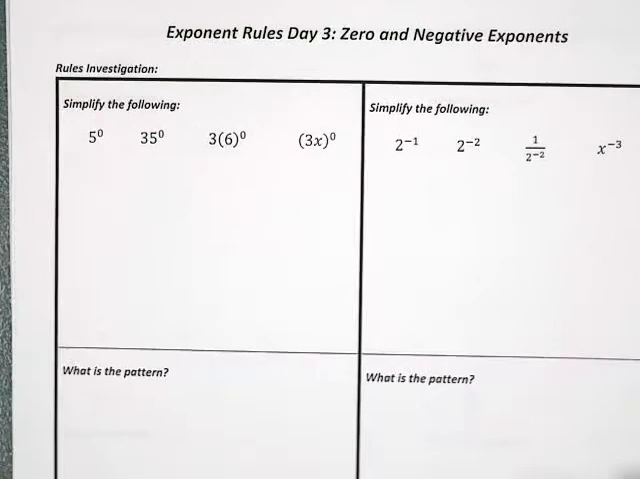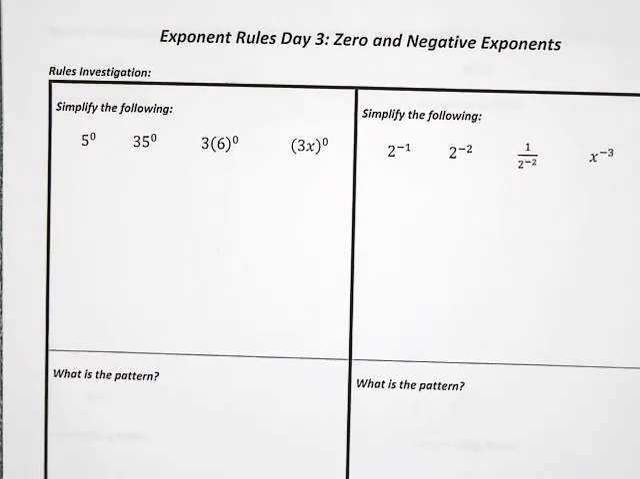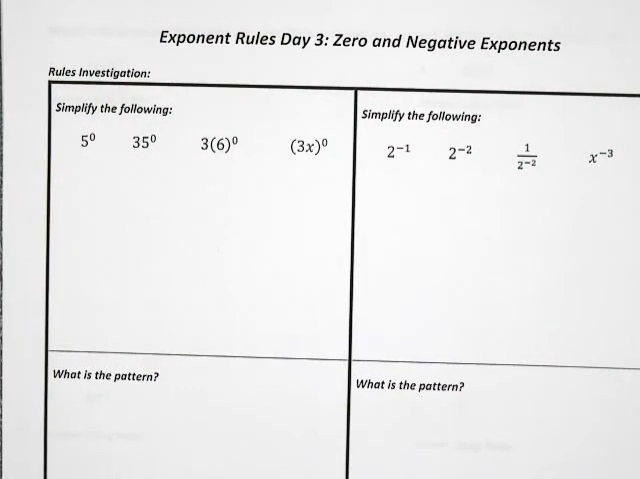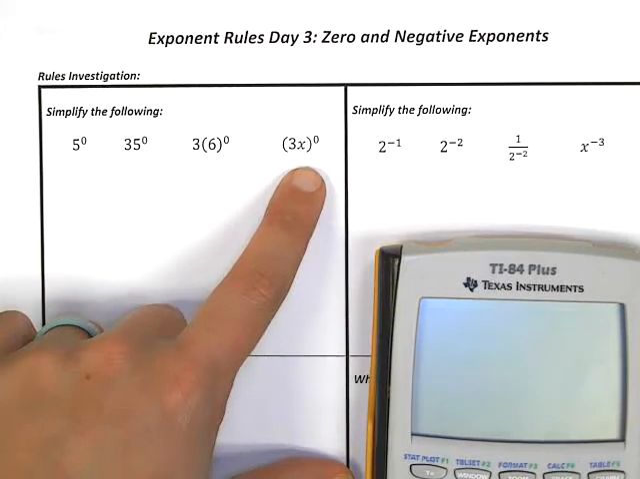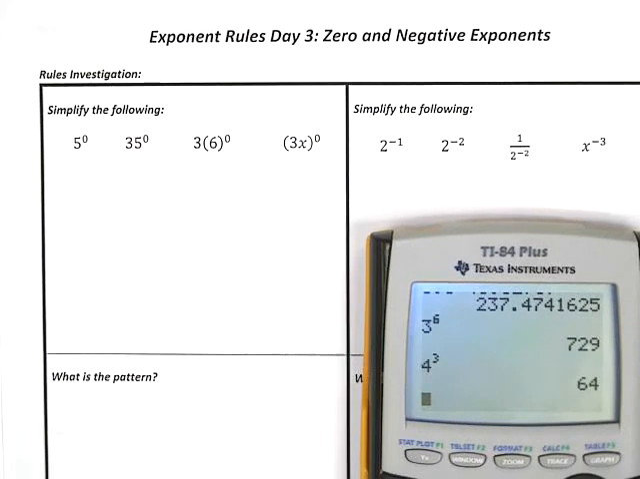Hi everybody, so we are on to our third exponent rules video for this chapter, and today we're going to look at what happens when you have 0 or a negative number as an exponent. So one of the ways we can investigate how this works is using our calculator with some numbers. So let's try, for example, typing in some of these problems on our calculator and seeing if we can figure out what's going on here when we have 0 as an exponent.